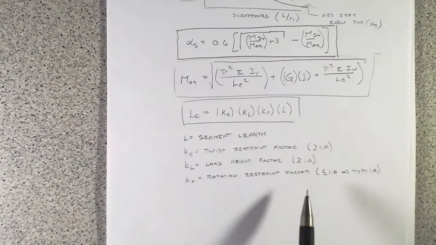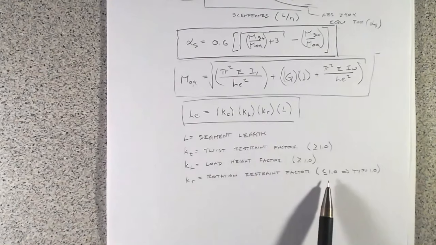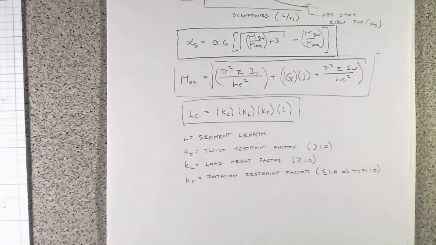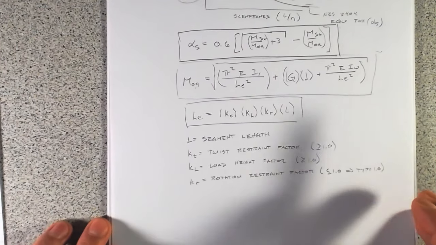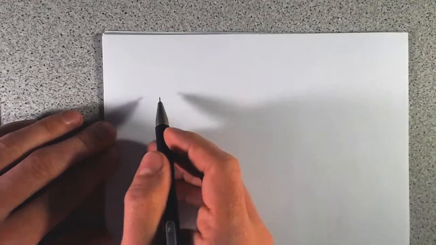So if our effective length goes up, we will have a lower critical buckling moment, which means we have less capacity. We'll see this lateral torsional buckling happen sooner. So we have that for both this twist restraint factor and this load height factor. This rotation restraint factor is the only thing which kind of helps us out, but it's typically one and it's typically ignored. All right, so let's walk through some of these and see what they do, and how we use them when we apply them in this equation. So we will start with the twist restraint factor.